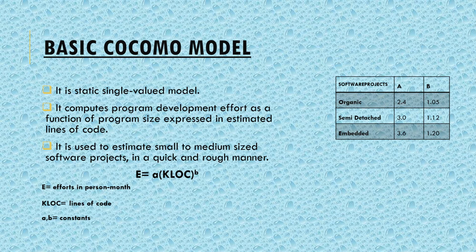In this formula, E is the effort required in person-months, and KLOC is the lines of code, that is, thousands of lines of code. So this formula is used to estimate the overall effort that will be required in the COCOMO model.